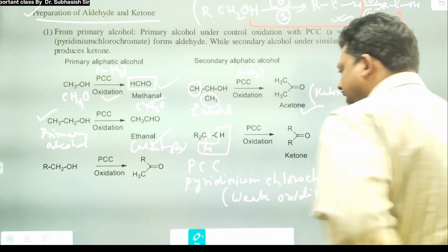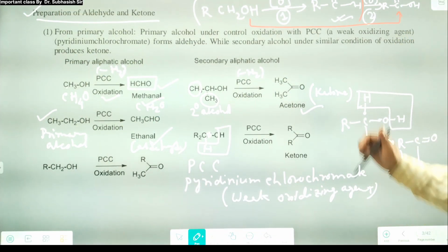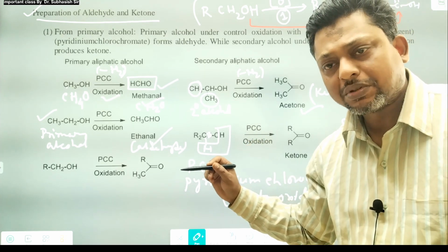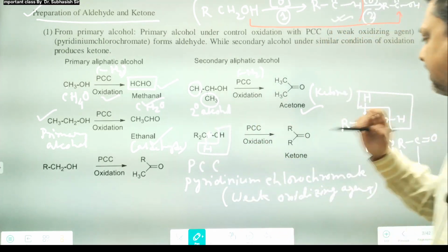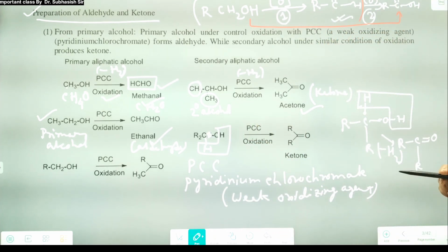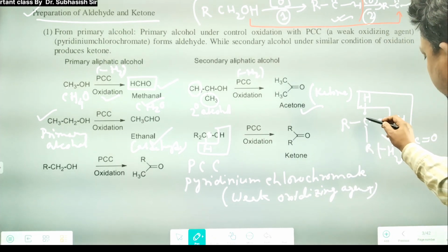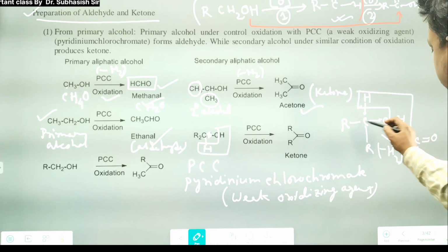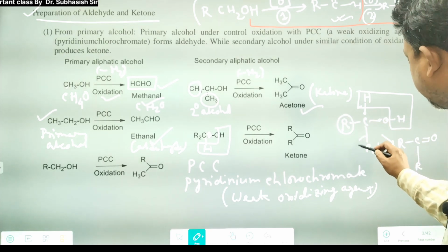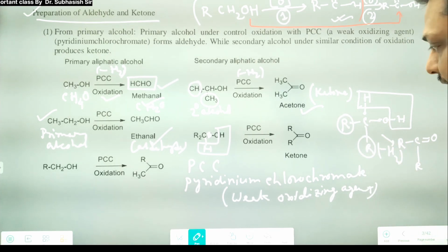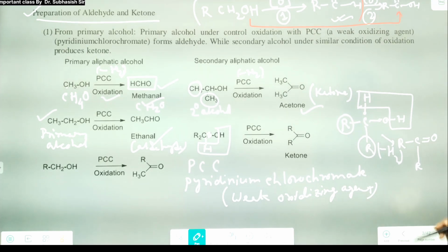So let us move to the next slide. Primary alcohol on oxidation gives aldehyde, while secondary alcohol on oxidation gives what? Ketone. So what is secondary alcohol? When the carbon of the OH group is attached to another carbon, then it is called a secondary alcohol.